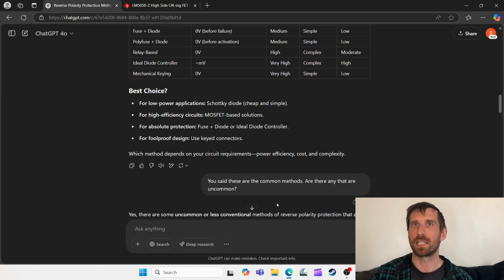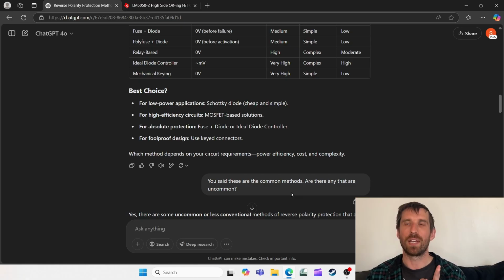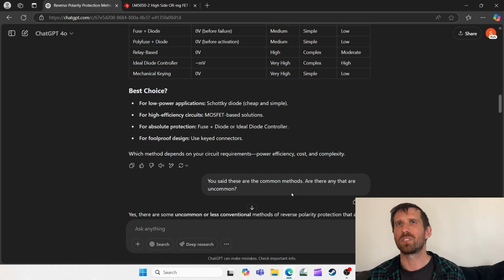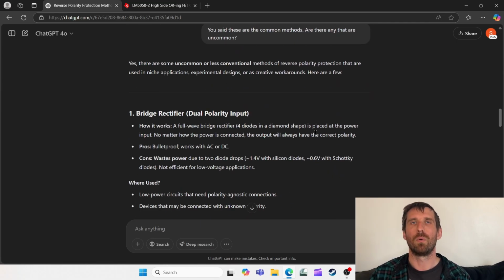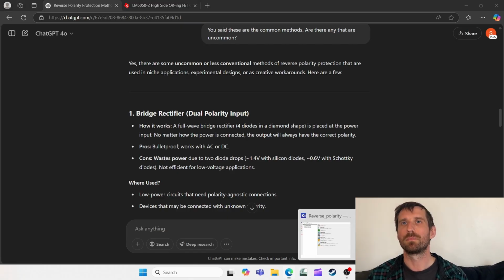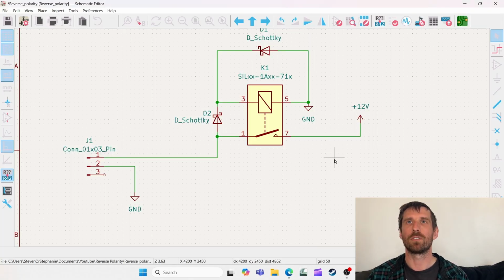So I asked it a second question because I noticed that it said, here's the common methods. I'm like, well, what's the uncommon methods? One of them was a little bit interesting. It was using a bridge rectifier. A full wave bridge rectifier, 4 diodes in a diamond shape. I thought this was kind of interesting to do, so we can show that real quick.